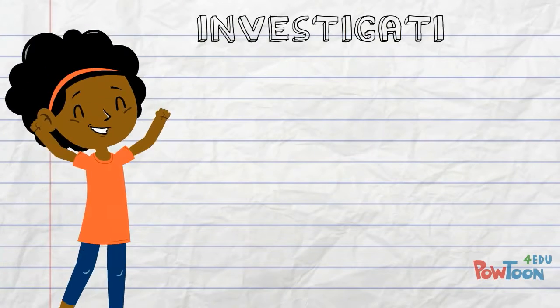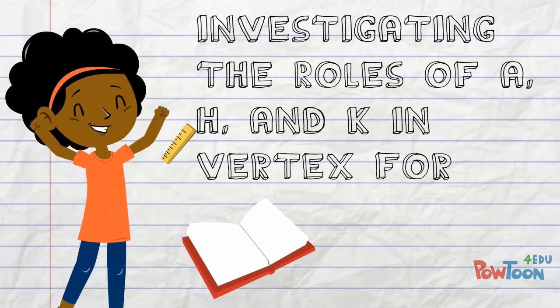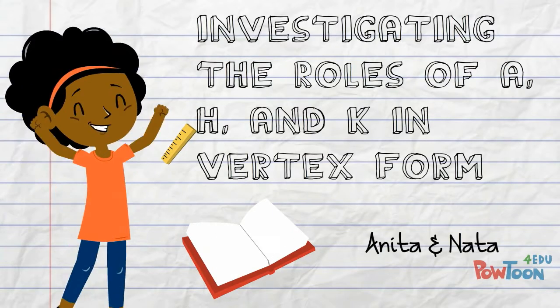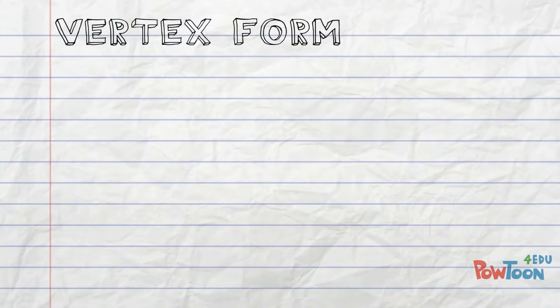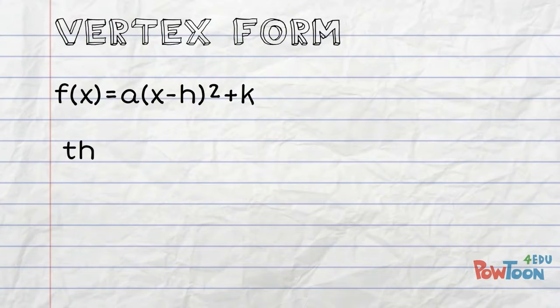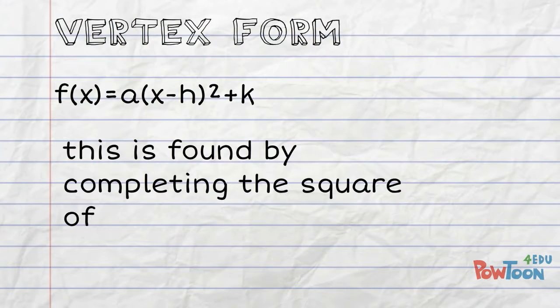Welcome to Unit 4, Lesson 2, Investigating the Roles of A, H, and K in Vertex Form. The equation for vertex form is f(x) = a(x - h)^2 + k, and this is found by completing the square of standard form.